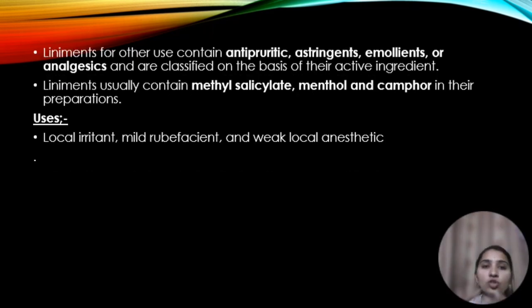So what is the function of the liniments? Liniments for use contain antipruritic, meaning for itching problems, then astringent, emollient, meaning soothing, or analgesic, and are classified on the basis of their active ingredient. Liniments usually contain methyl salicylate, menthol and camphor in their preparation. So what are the main uses? It acts as a local irritant, mild rubefacient and weak local anesthetic.